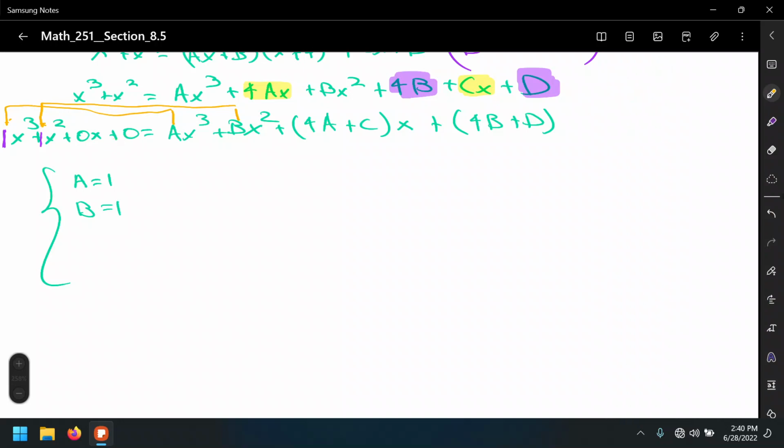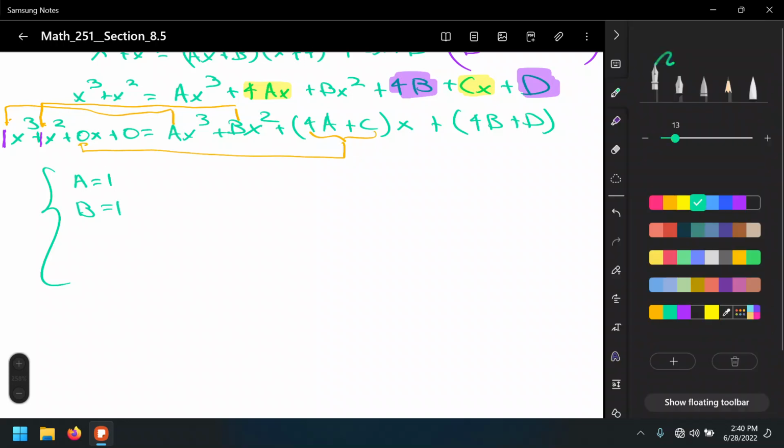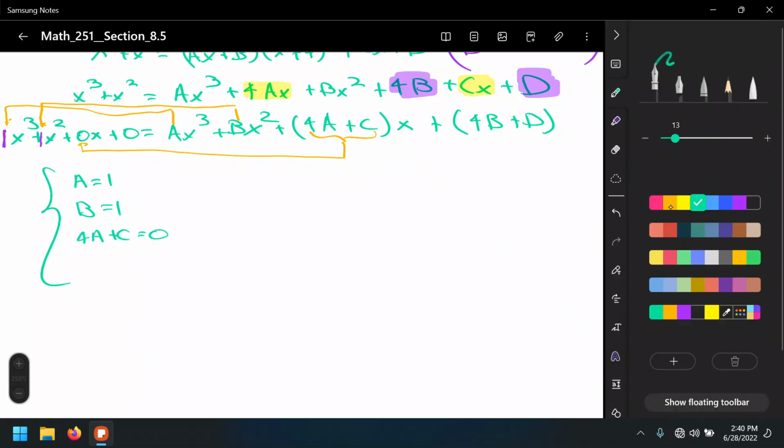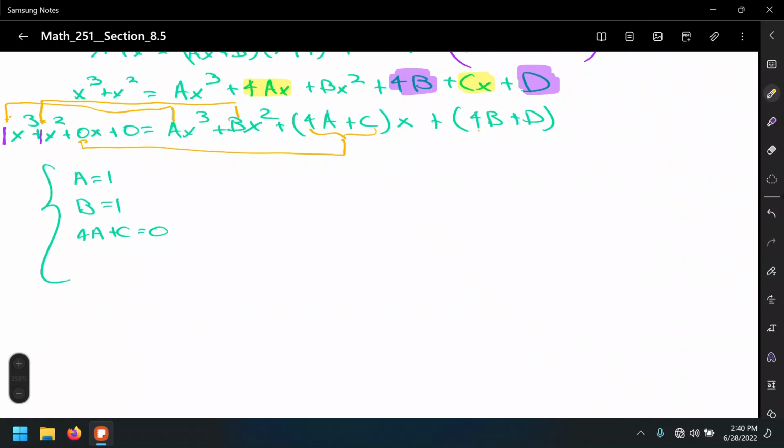And well, for the coefficient of x, what is 4a plus c equal to? 0. And last but not least, what is 4b plus d equal to? 0.